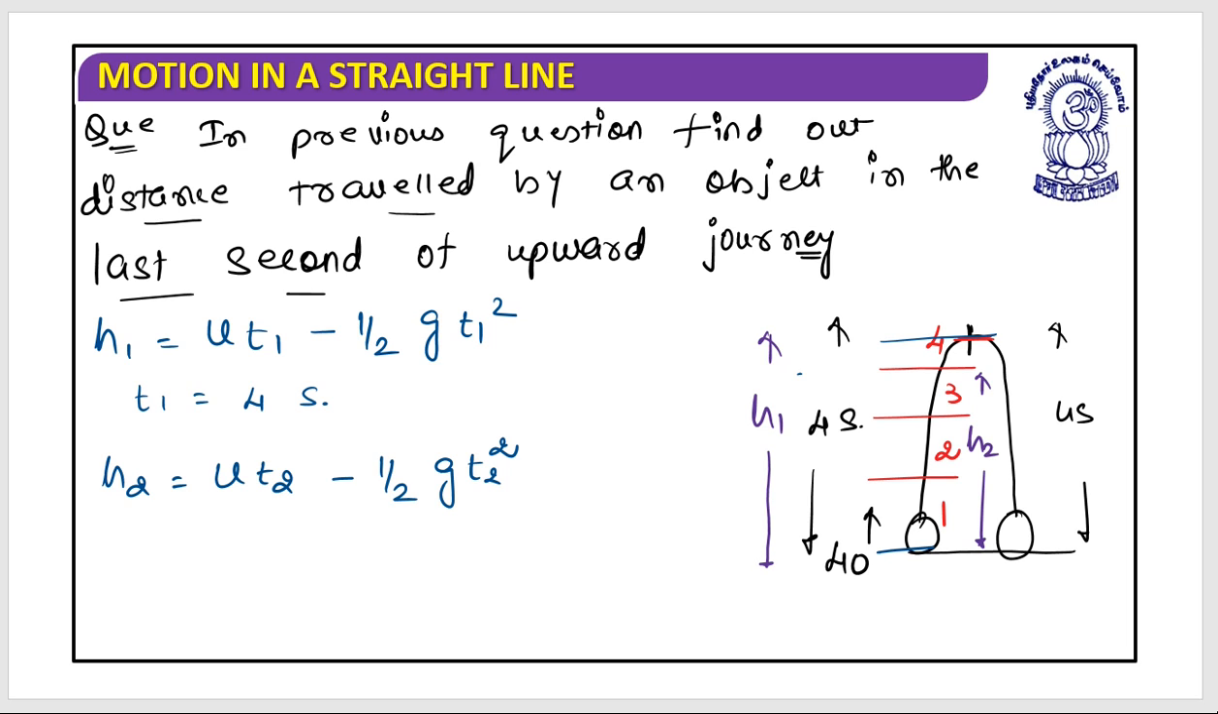So the difference of this h1 and h2 will be the distance traveled in the last second. So delta h is h1 minus h2. Here you are going to take t2 equals 3 seconds. This is one of the options that can be done, and that can be easily done probably.